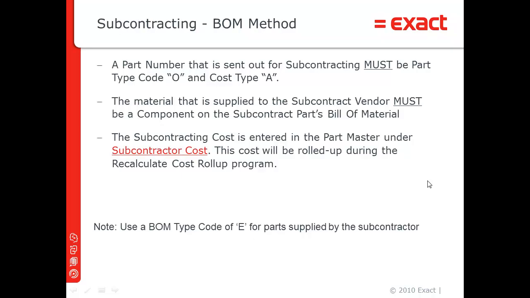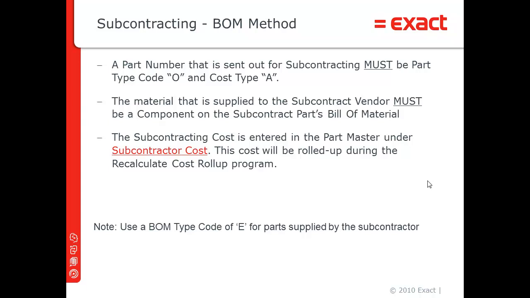Now a quick comment here on those that may have the subcontracting module on the bill of material method. A part number that is sent out for subcontracting must be a part type code of O and have a cost type of A, automatic. The material that is supplied to the subcontract vendor must be a component on the subcontract part's bill of material.